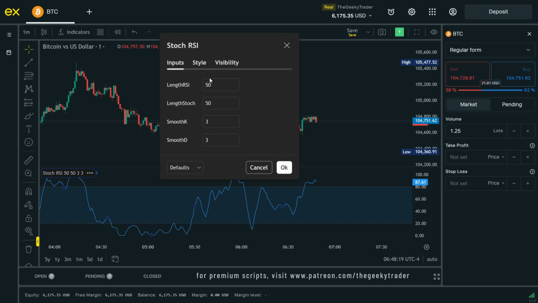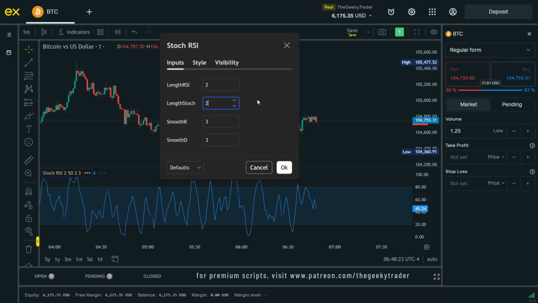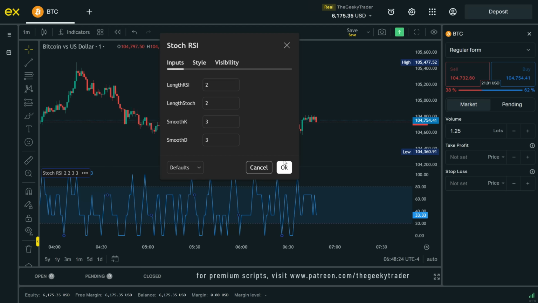Now switch over to the Inputs tab. Here, update the following values. RSI length, change it to 2. Stochastic length, also change it to 2. Once you've done that, click OK to apply the settings.